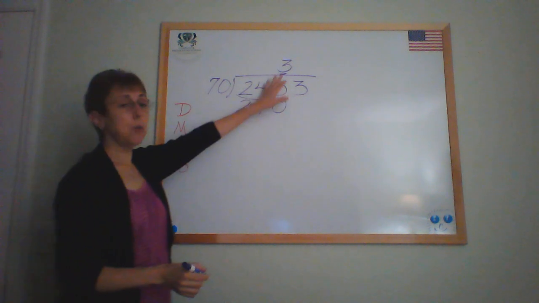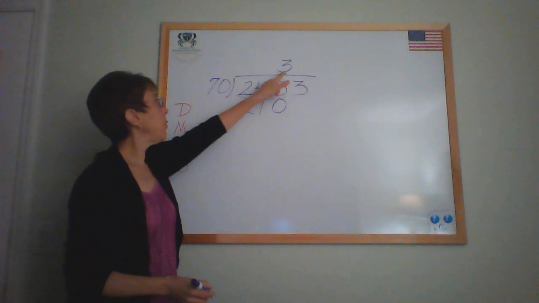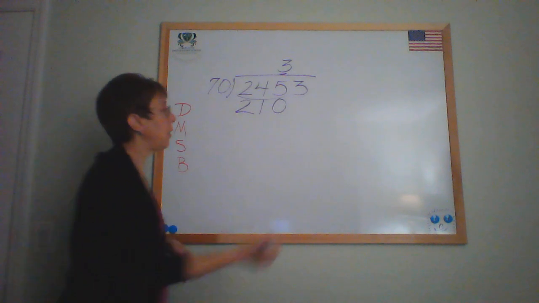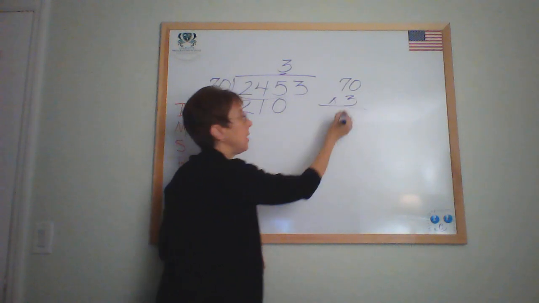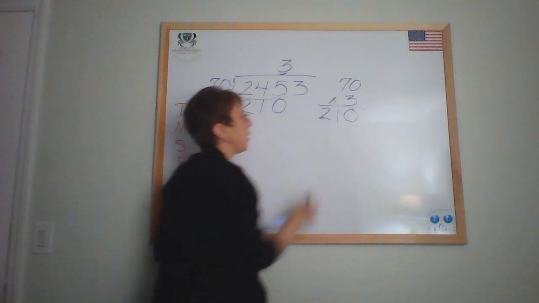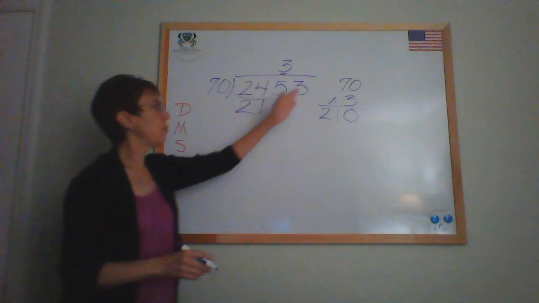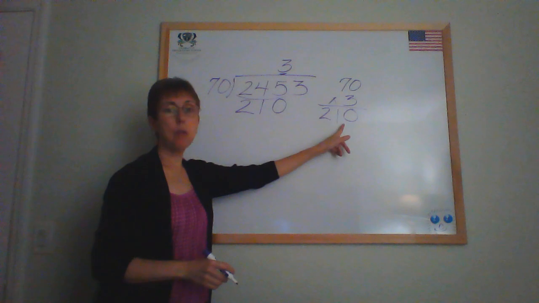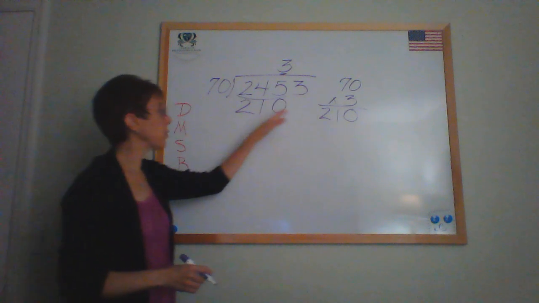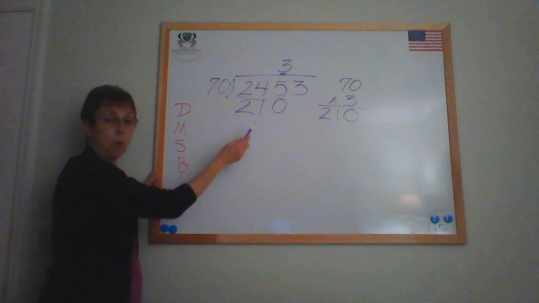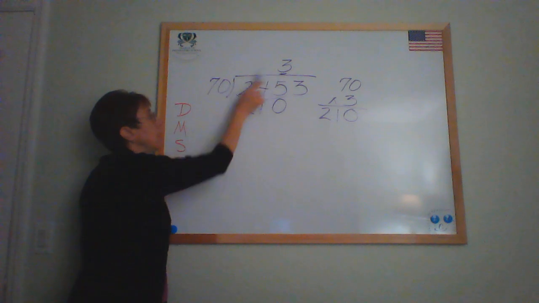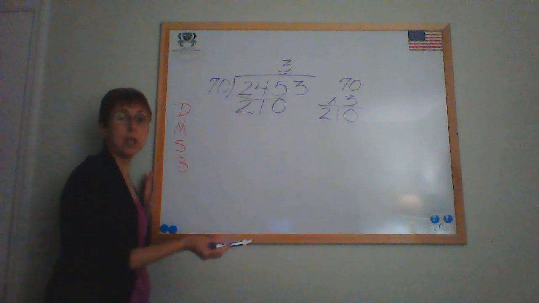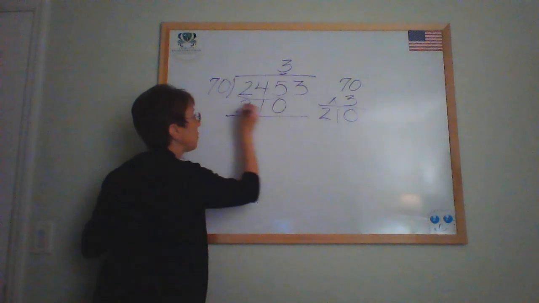Now again, when you're doing this part, if you need to write this down to figure out 70 times 3, then this is what you do. If you need to write out that multiplication problem to be certain that you're getting the correct product, that's fine. Or if you can look here and say 3 times the digit in the ones place, 3 times the 0 is 0, 3 times 7 equals 21. Either way, it works. Then you subtract.